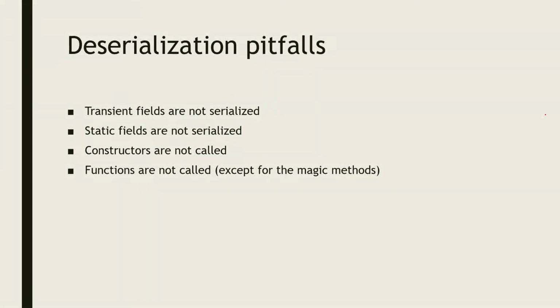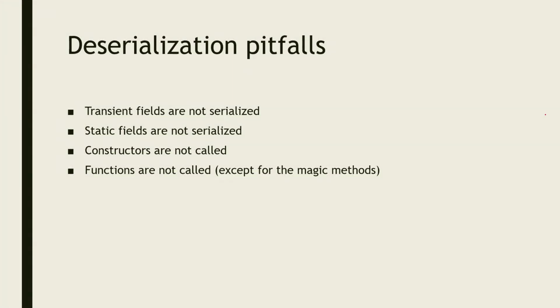Some pitfalls, some important things to be aware of with deserialization. First, transient fields are not serialized. That's actually the definition of it, the meaning of why the transient keyword is there, but it's good to know. Static fields are also not serialized. Static fields in Java represent fields associated with a class rather than an object. Just to recall, an object is an instance of a class. So you can have many objects, but only one class. So it doesn't make sense to serialize static fields.